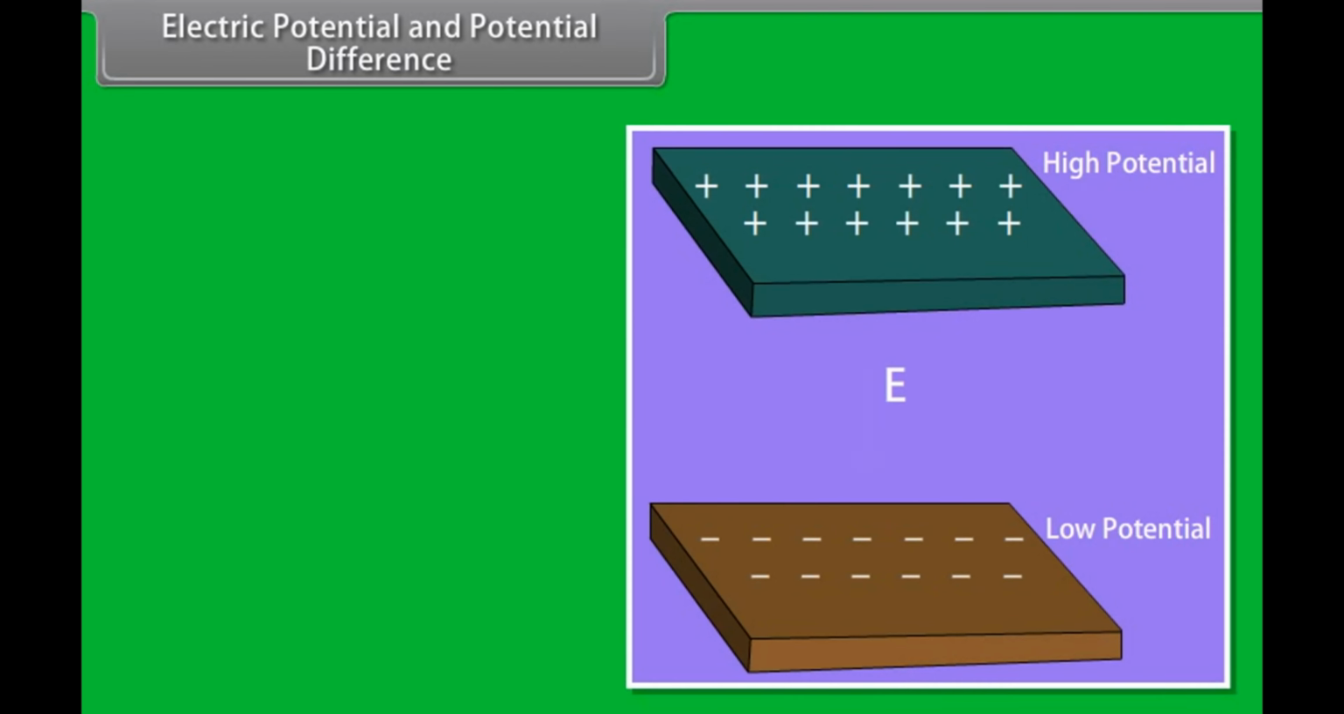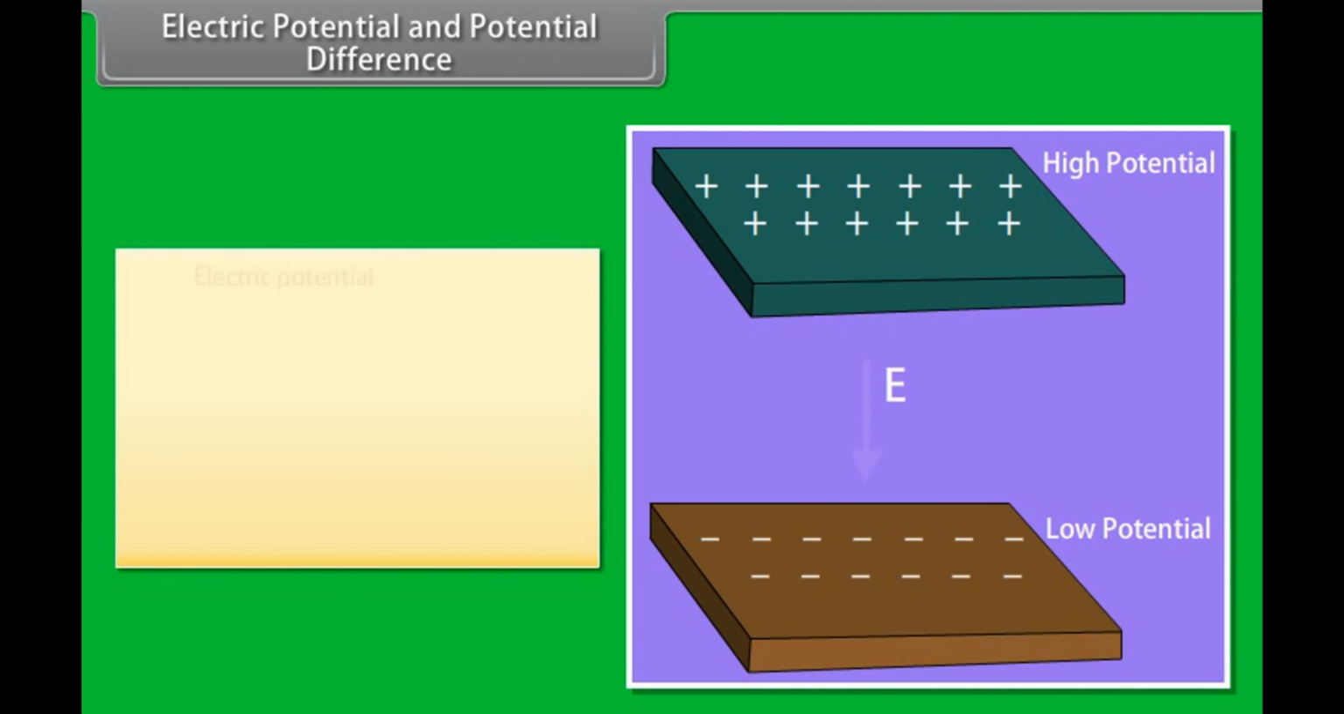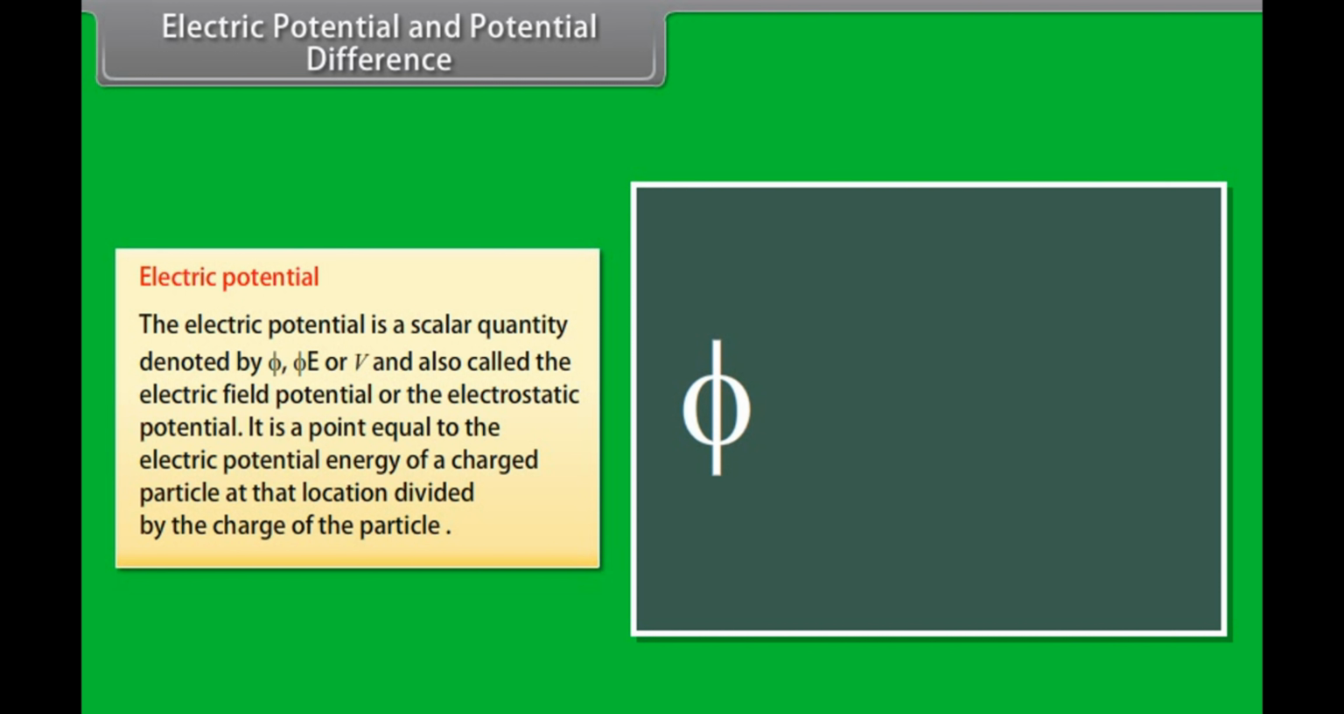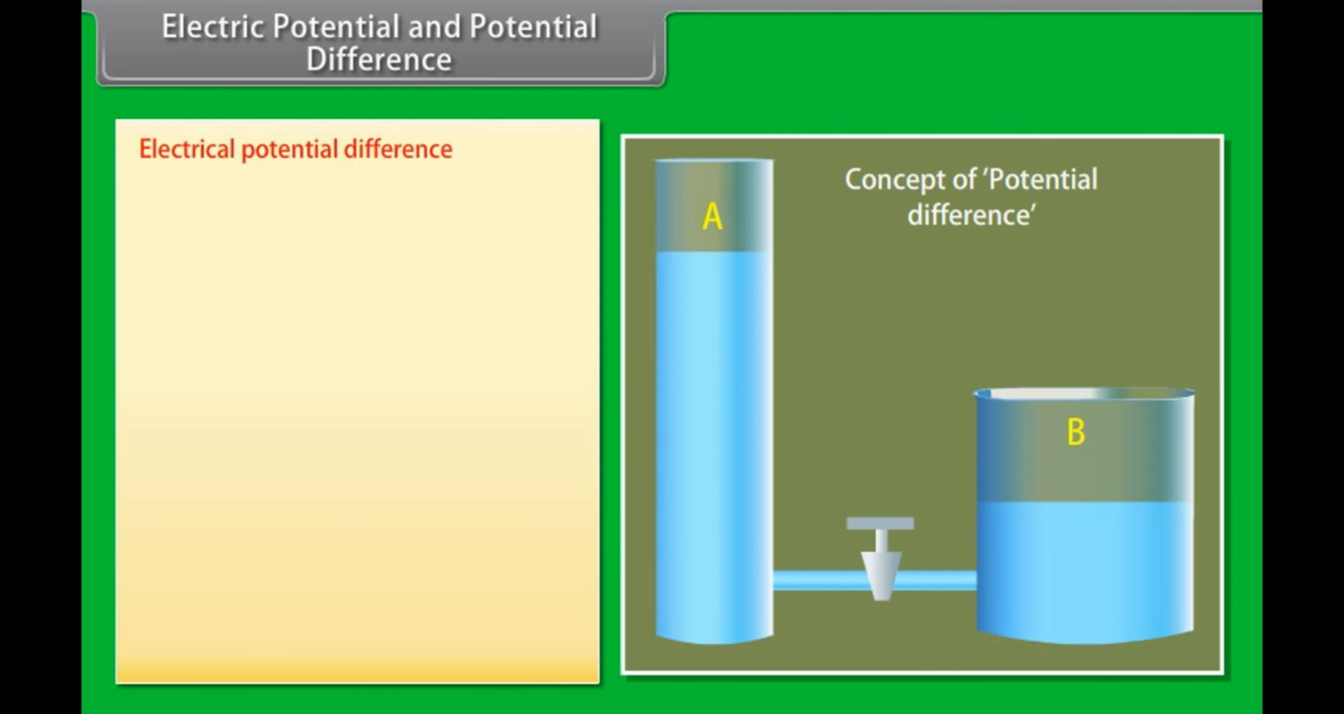Electric potential and potential difference. Let us look at the concepts of electric potential and potential difference. Electric potential. Electric potential is a scalar quantity denoted by E or V. It is at a point equal to the electric potential energy of a charged particle at the location divided by the charge of the particle.